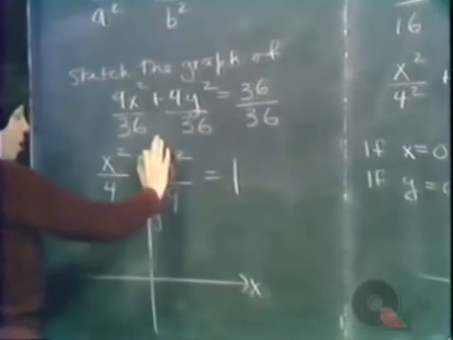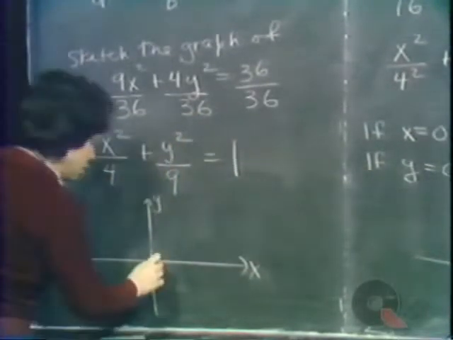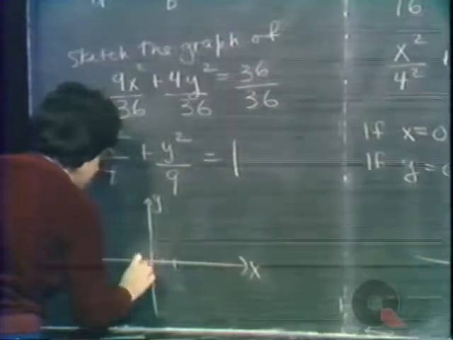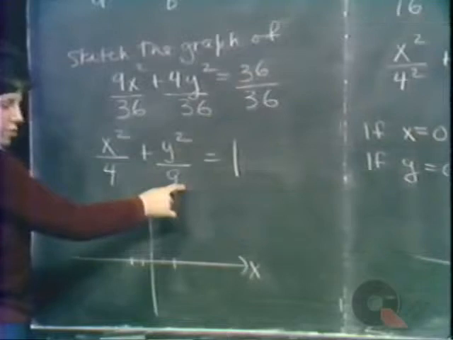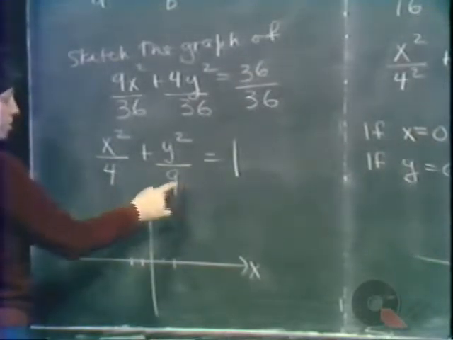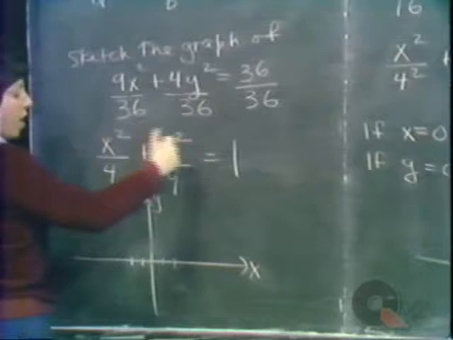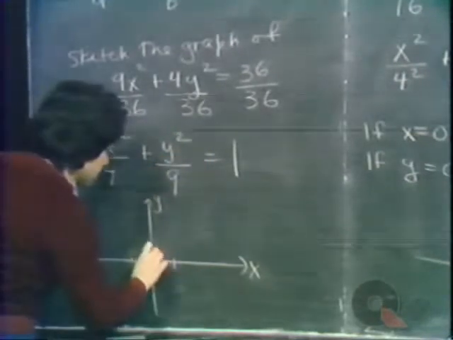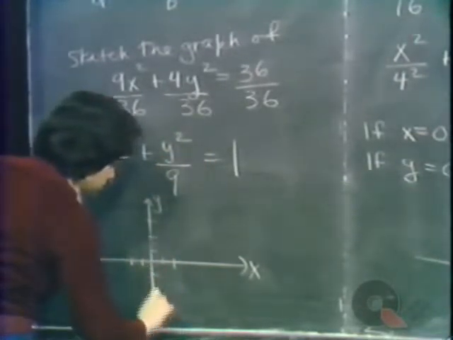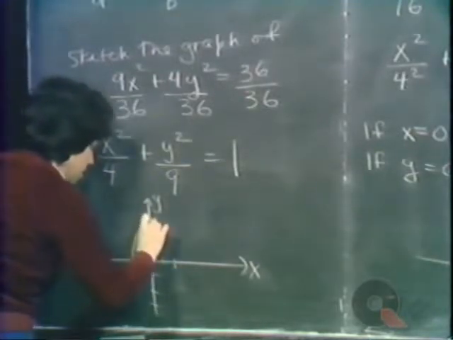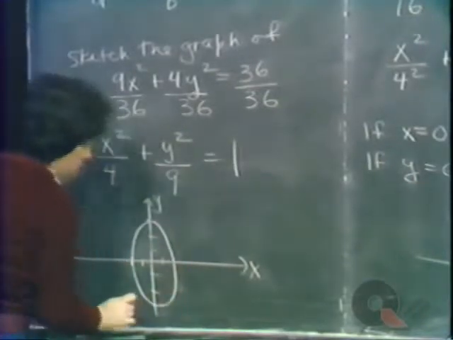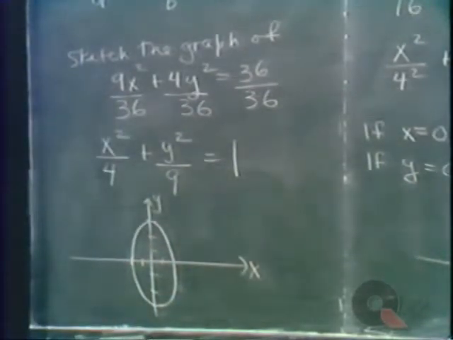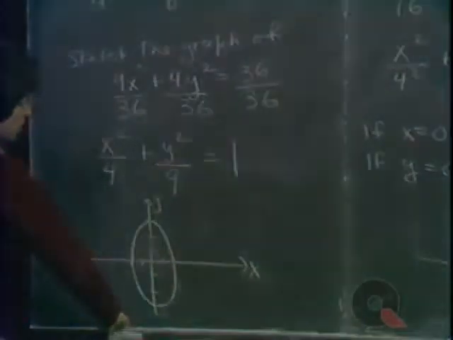To sketch it, if y equals 0, x squared is 4, x is plus or minus 2. The x-intercepts are plus and minus 2. The y-intercepts, of course, are plus and minus 3. You can just see this because this is 2 squared and this is 3 squared, or you can actually say, I'll let x equal 0, y squared equals 9, y is plus or minus 3. And here we go. In this case, of course, A is equal to 2 and B is equal to 3.